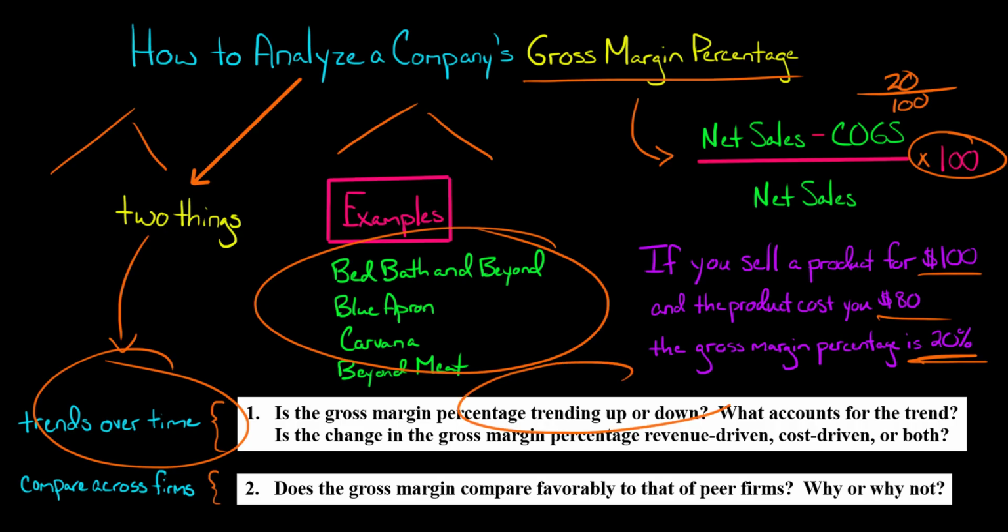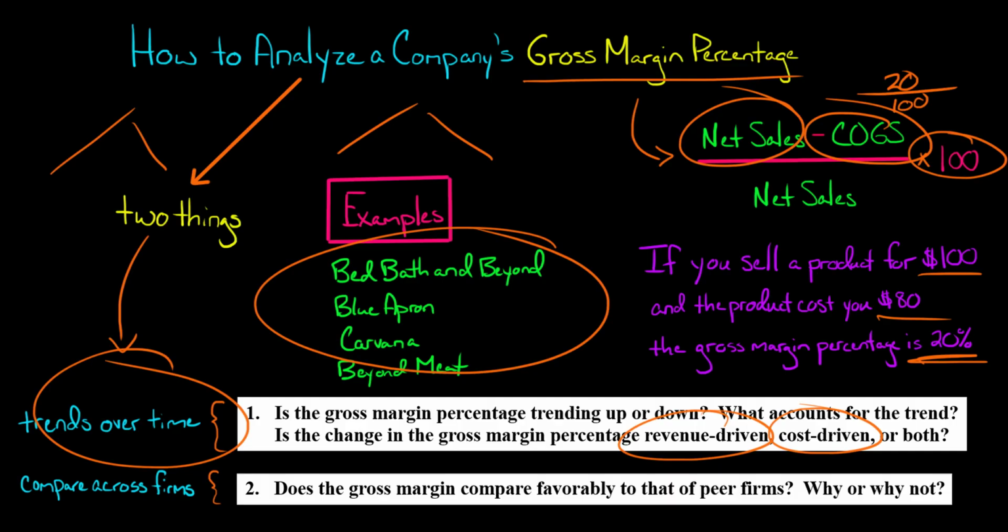Okay, so we're going to look at the trend going up or down. And remember also, it can be revenue driven or cost driven when there are changes in the gross margin percentage. And I'll talk about that with our examples. Revenue driven because we've got sales here, and cost driven because we have cost of goods sold.